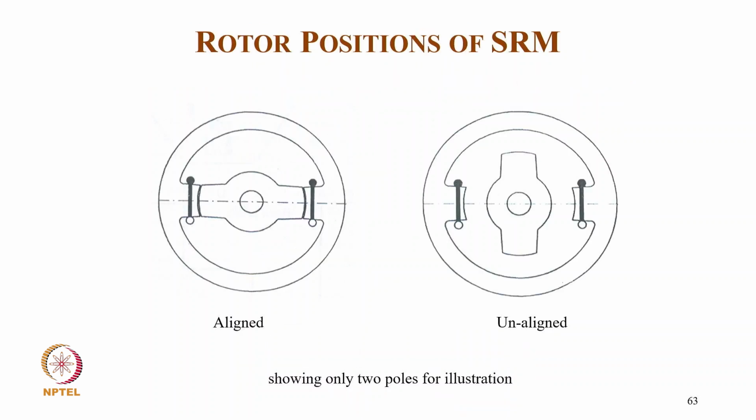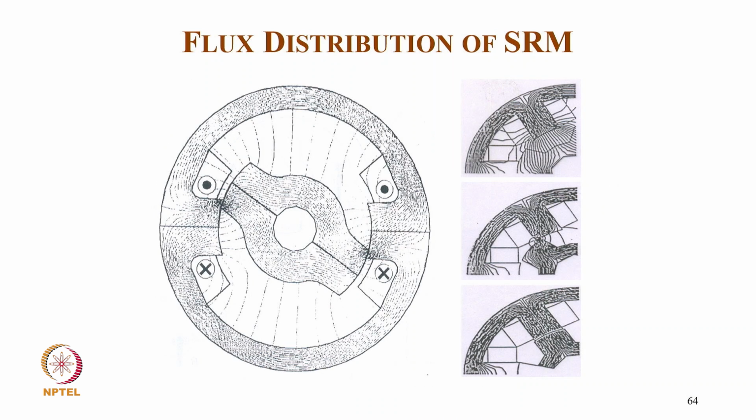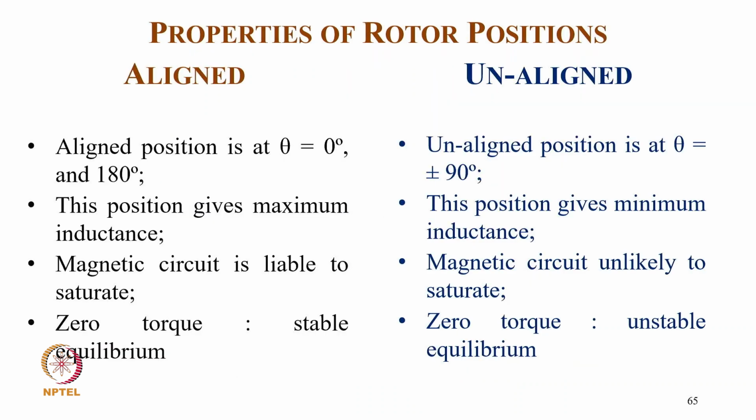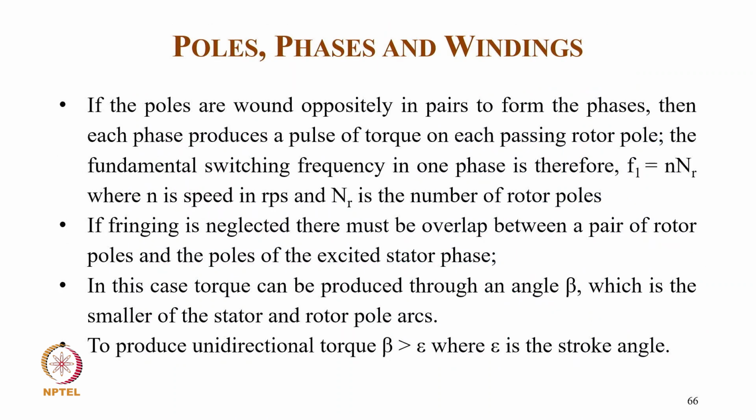Look into this aligned and this unaligned position, showing only 2 poles for illustration, and this is the flux distribution in an SRM. Now coming to the properties of rotor position: the aligned position is at theta equal to 0 and 180 degrees. This position gives maximum inductance, the magnetic circuit is liable to saturate, and zero torque because of stable equilibrium. The unaligned position is at theta equal to plus or minus 90 degrees. This position gives the minimum inductance, the magnetic circuit is unlikely to saturate, and zero torque, with unstable equilibrium.